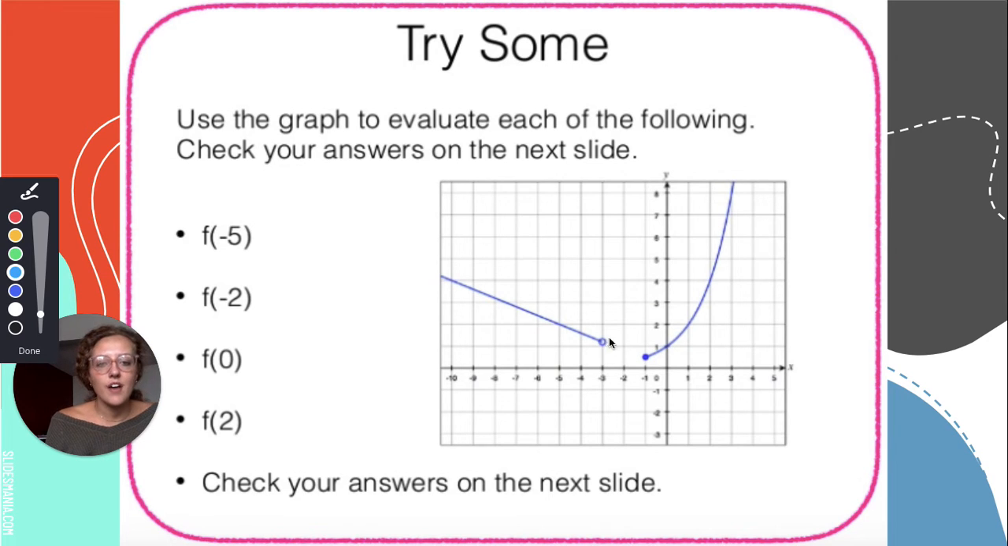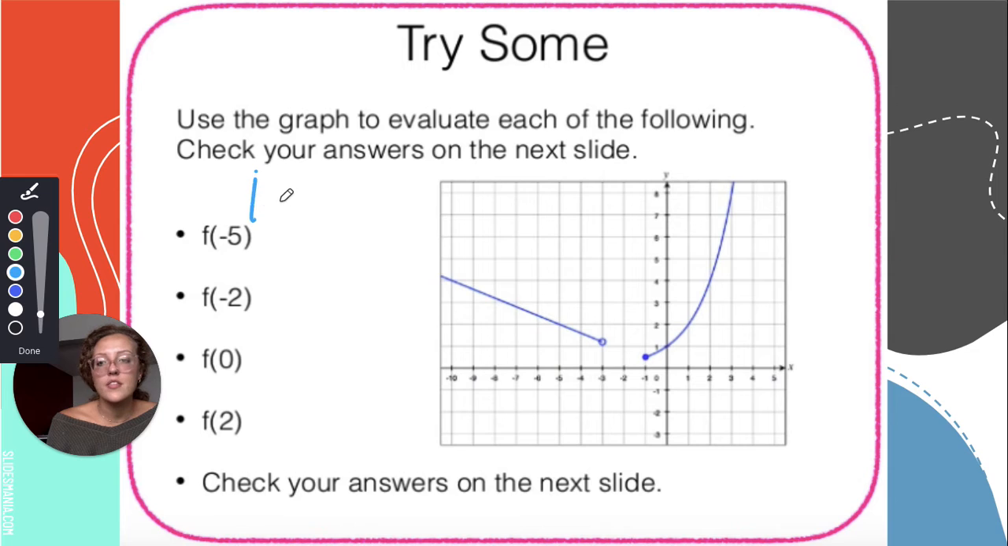F of negative 5. So what I do is I go on my x's until I get negative 5. And then I go vertically. I'm going to go up because I can see that the function's above it. I go up until I hit my function. And then I go over to the y-axis and I can see, oh, it's at 2. So f of negative 5 equals 2. Okay, that would be the ordered pair.